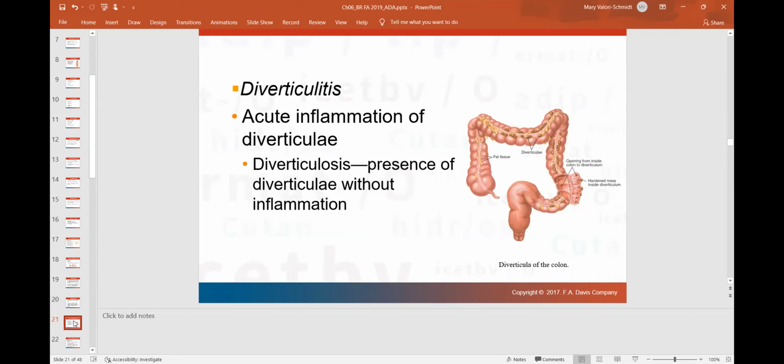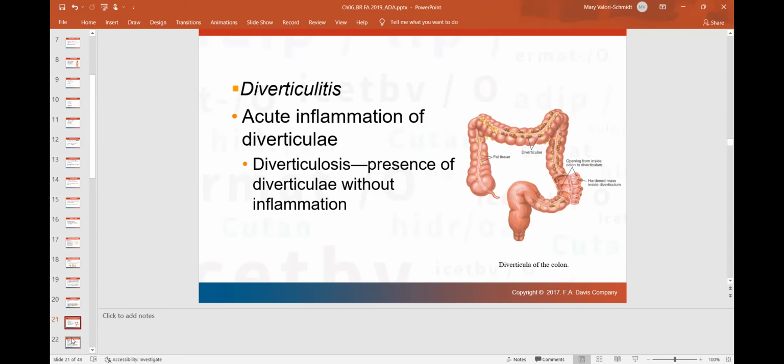Then we have diverticulitis, which is an acute inflammation of diverticuli. A diverticulum is a little pouch that can occur in the intestine, usually in the colon, right? The large intestine. And these little pouches can actually get pieces of food like seeds or nuts, berries stuck in them and become inflamed. And then it becomes diverticulitis. Diverticulosis means they have diverticuli, but they're not inflamed. Okay, so one is a diverticulum. Many of them are diverticuli. Diverticulosis is having diverticuli, and inflammation of the diverticuli is diverticulitis.